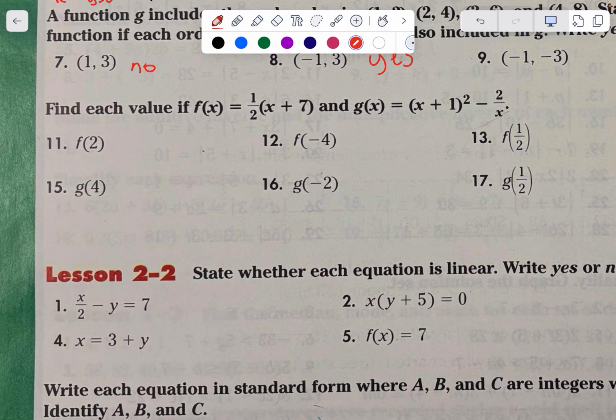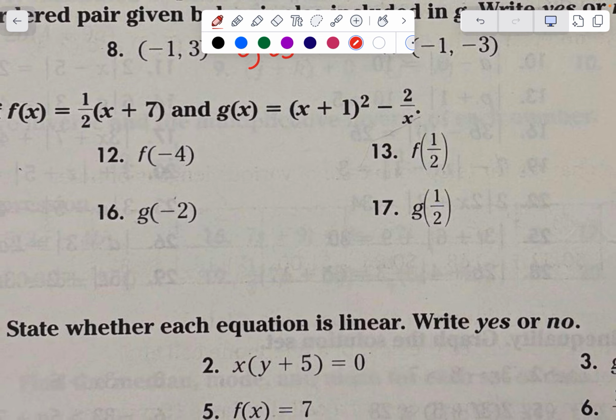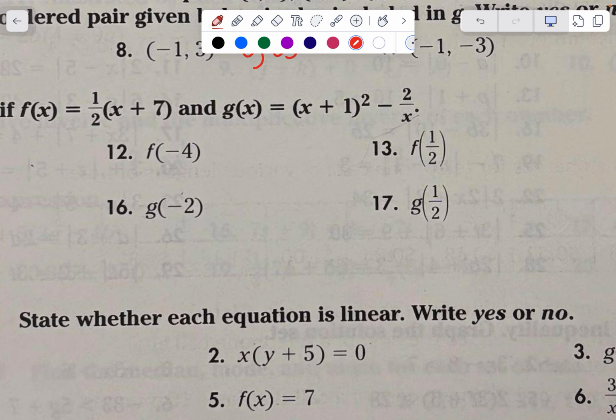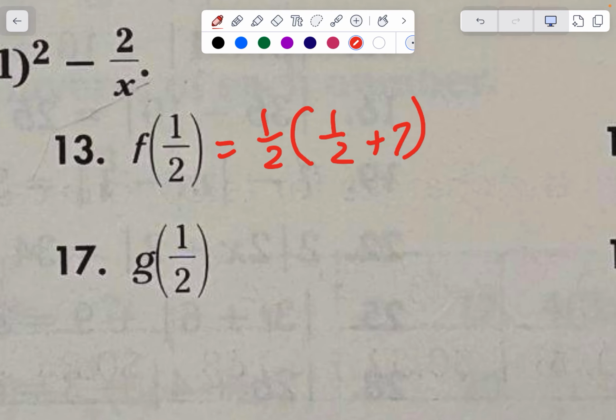So let's plug in a half. Let's do 13. Okay, so all I do when I am inputting into a function is take out the x, replace it with our input, 1/2, and then do order of operations.